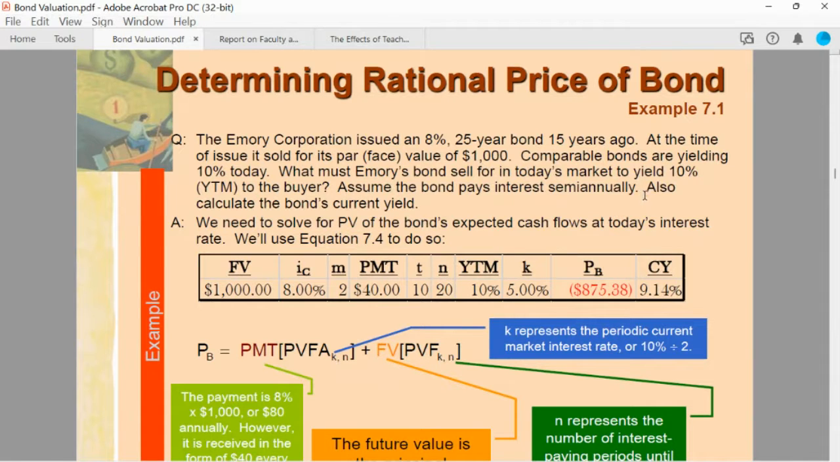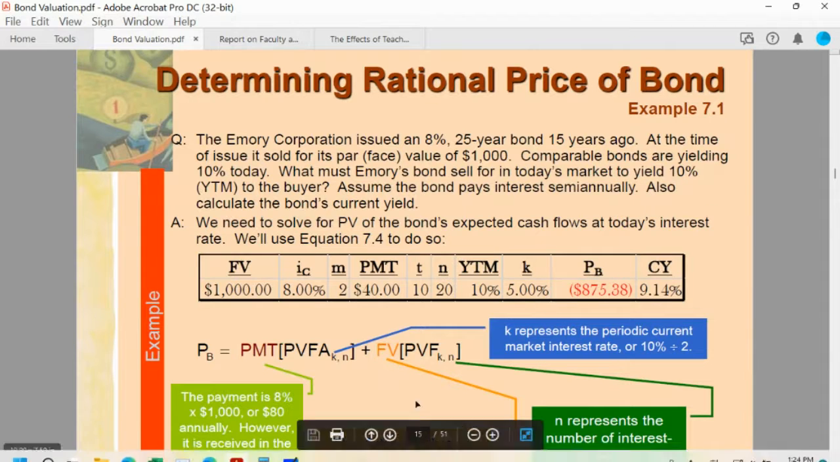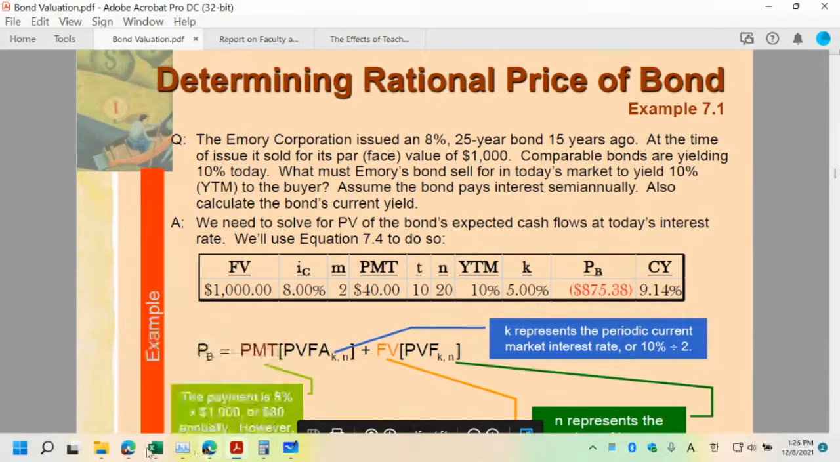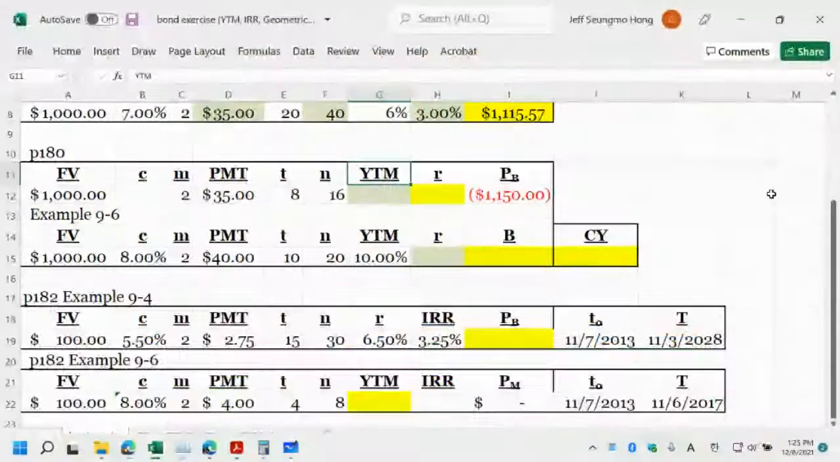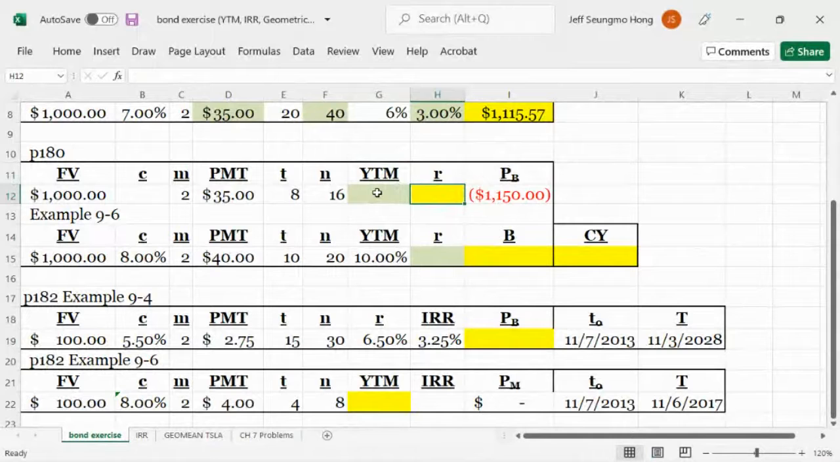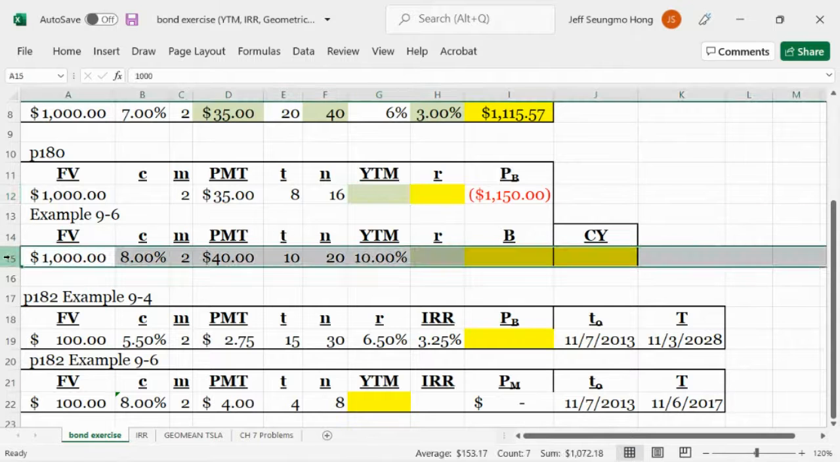Assume the bond pays interest semi-annually. Yes. And it's a two-part problem. Also, part B, and also calculate the bond's current yield. Yeah, then think about it. This problem, we know it's asking for the yield. This one is asking for the yield. I'm going to do that later. But here, this is exactly our, so row 15, exactly our example.